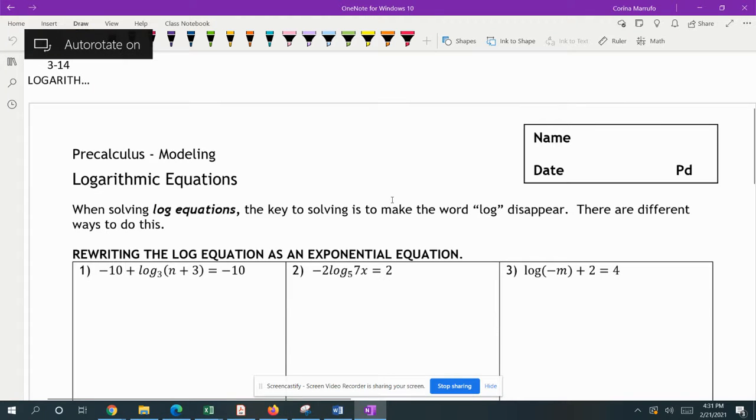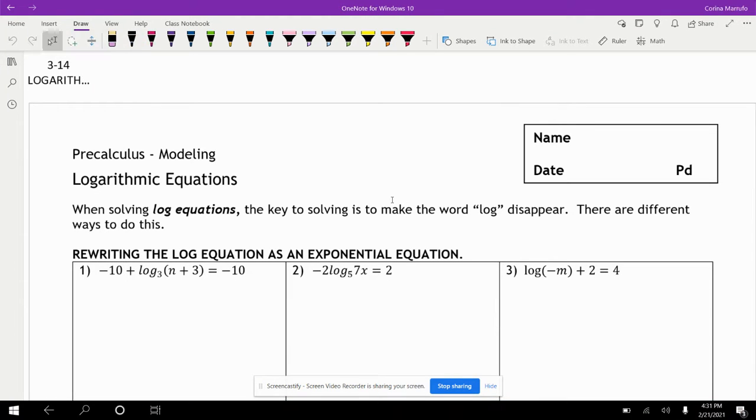All right, so we're still sticking to logs. Next, we're going to go into log equations. When we have equations, we have an equal sign in there. That's the difference between an expression and an equation: you have an equal sign. And then we're solving logs, solving for the missing variable.